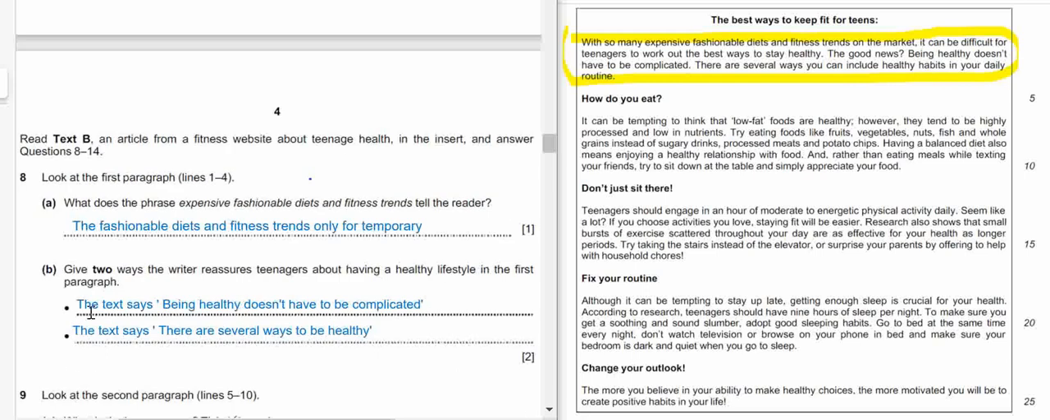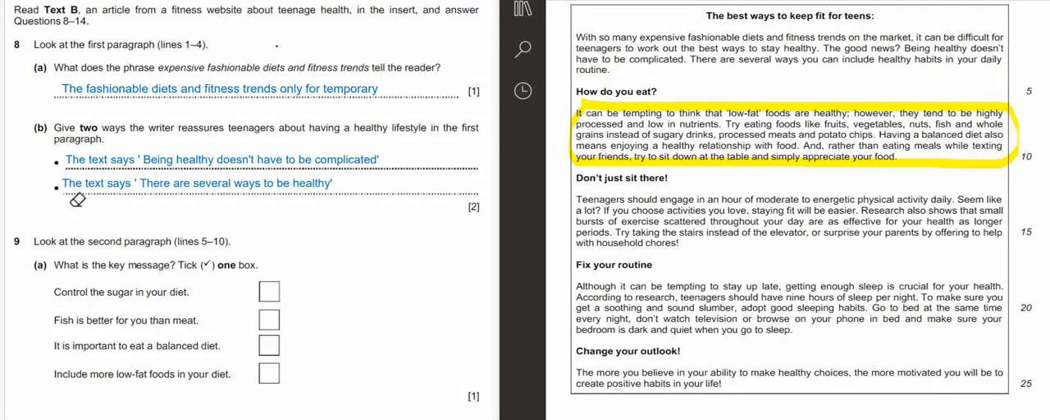Well, this is the example of the correct answer. The text says being healthy doesn't have to be complicated. This sentence, and the text also says there are several ways to be healthy. So although it can be difficult with nowadays trends, there are several ways to be healthy. These are the examples of the correct answer. Or you may also answer the text says good news.